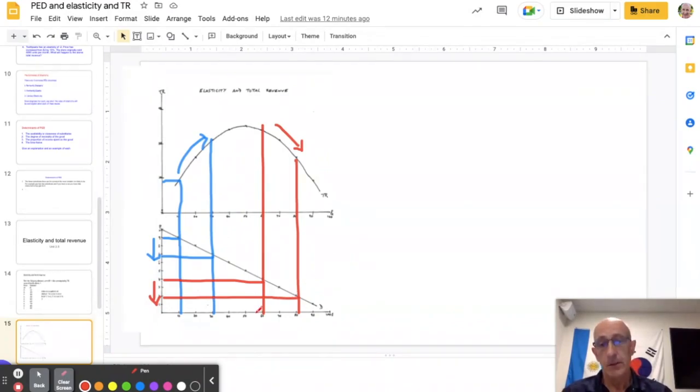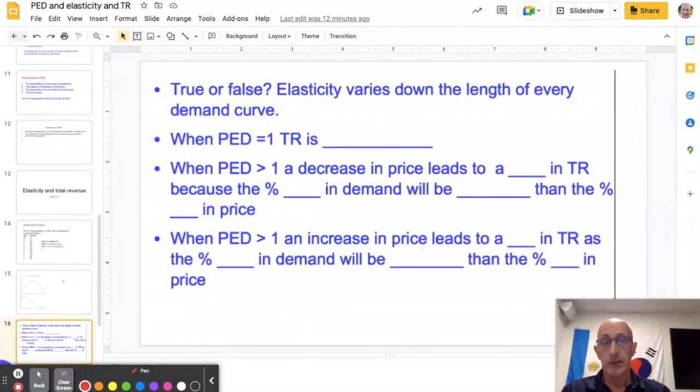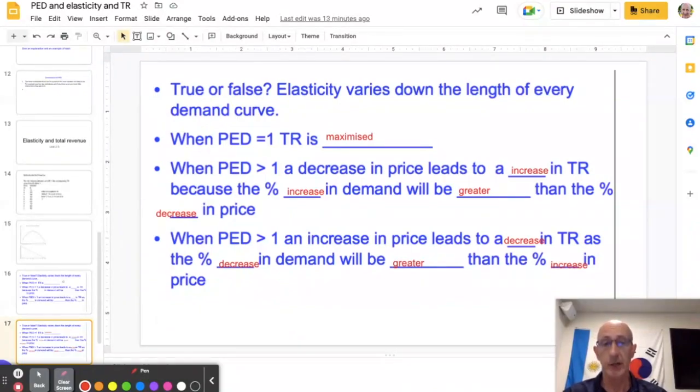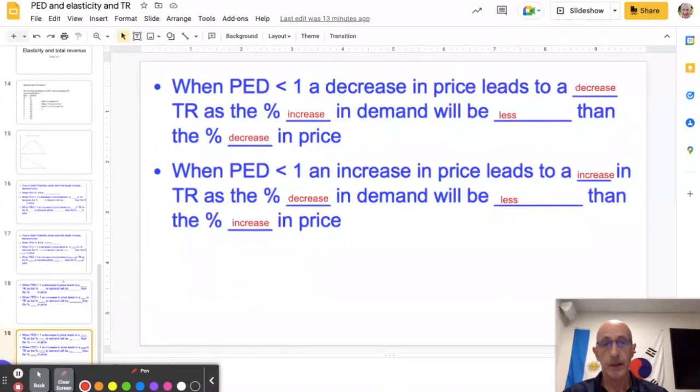Okay. So then finally, just a reminder that the point where PED is equal to 1 is the point where my total revenue is always going to be maximized. Now, if you look through the other slides, you can see some further explanations of why the price will lead to either an increase or decrease in revenue, which might clarify what I've just been talking about. And you can also have a look at the second example of that explanation.